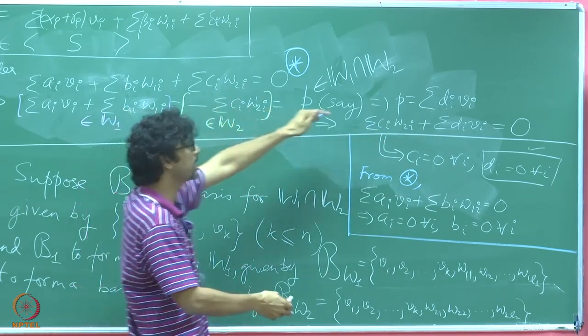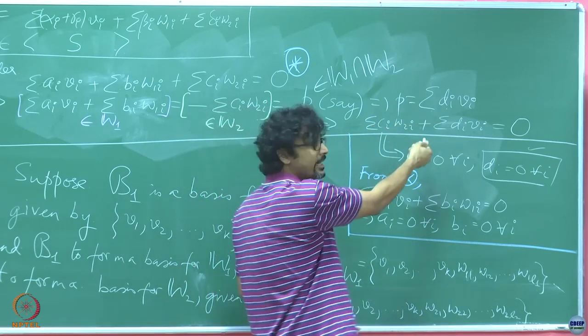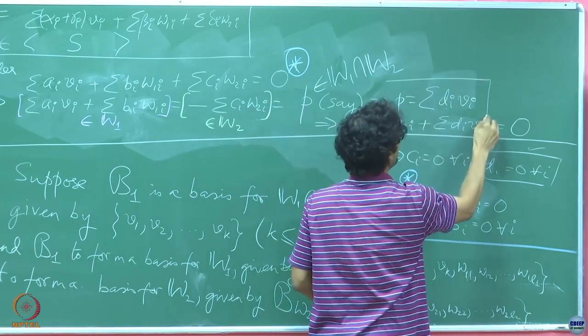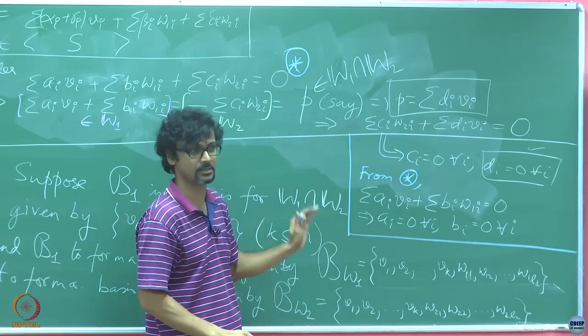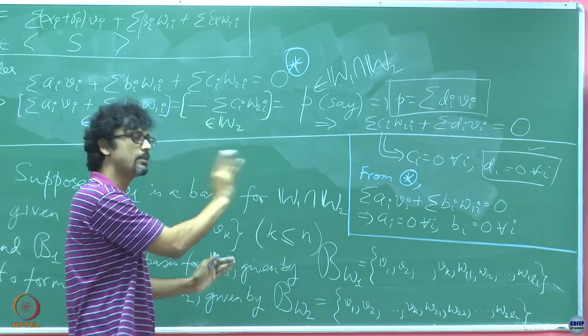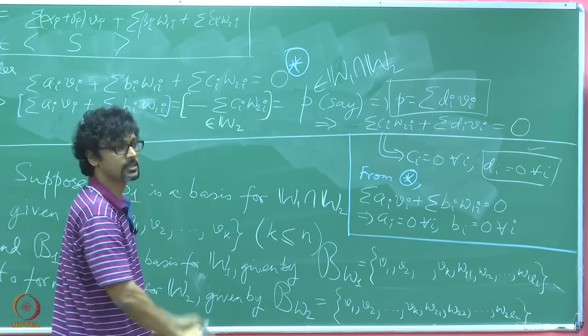I am not imposing that we write P like this. I can write it. I have already proved that this can be written like this. I am not just imposing it as an assumption that let us write P like this. I am saying that P always can be written like this because P belongs to the intersection of those two.